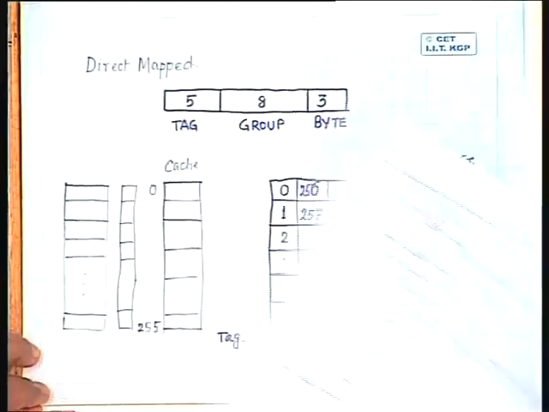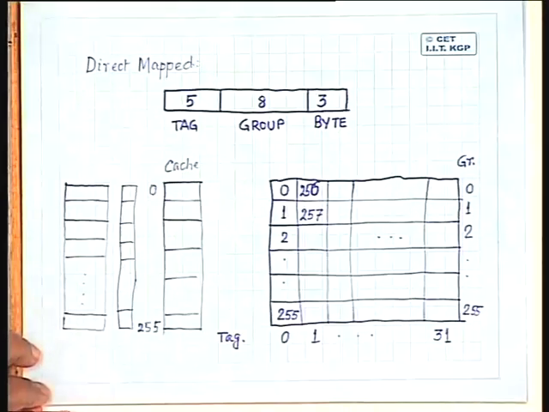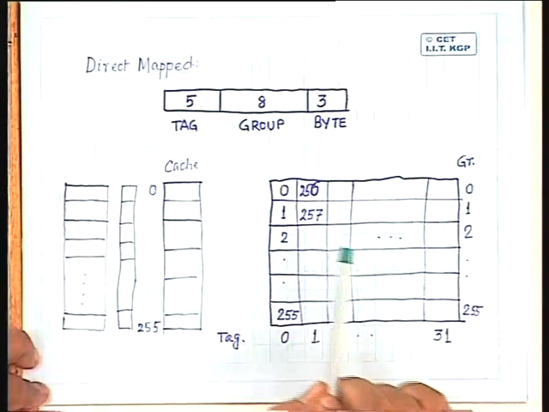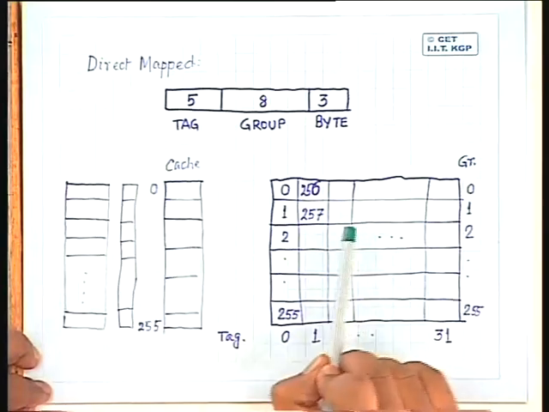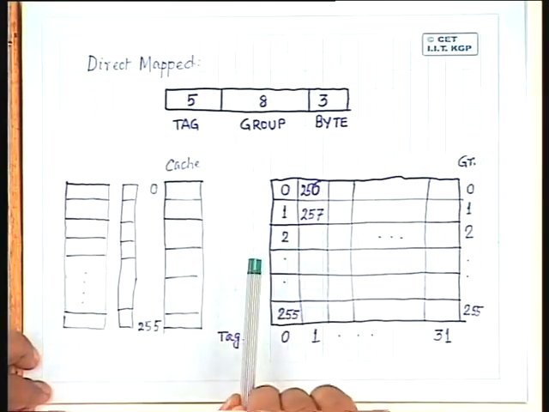Whereas in case of direct mapped cache, we have said that a particular block of the main memory can go into a particular cache line. Unlike in case of associative cache, where a main memory block can go in any of the cache lines, in case of direct mapped cache, a block in main memory can go only to a particular block in the cache. It cannot go anywhere else.